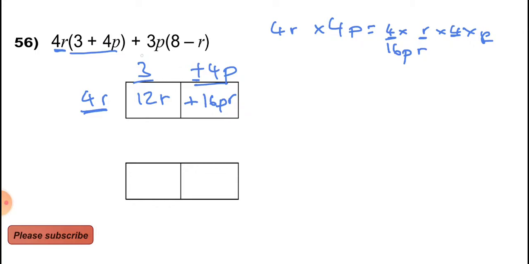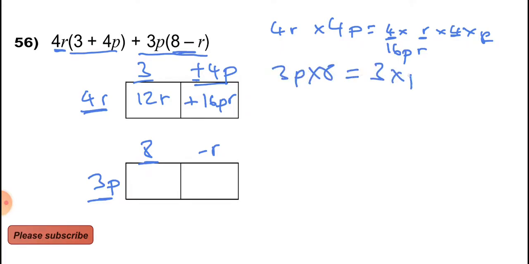Now for the second single bracket, I can see 3p outside the bracket, so the 3p comes to the left here, and then 8 minus r will go on the top. So 3p times 8, if I just show a bit of working out here, 3p times 8 is the same as saying 3 times p times 8. So 3 times 8 is 24, so it's just 24p.